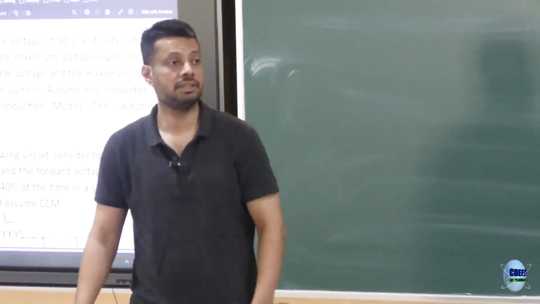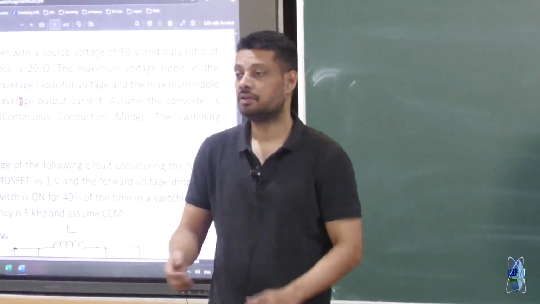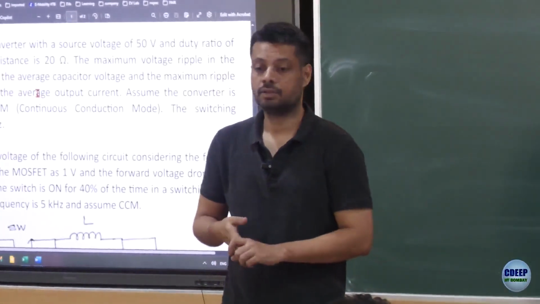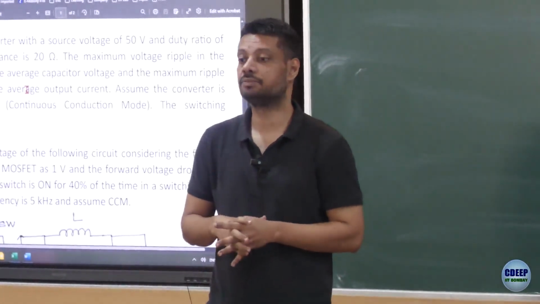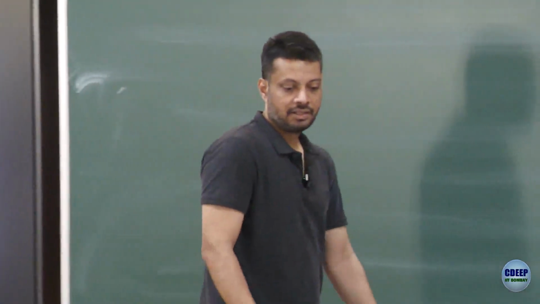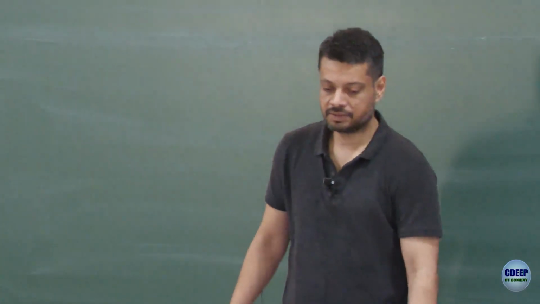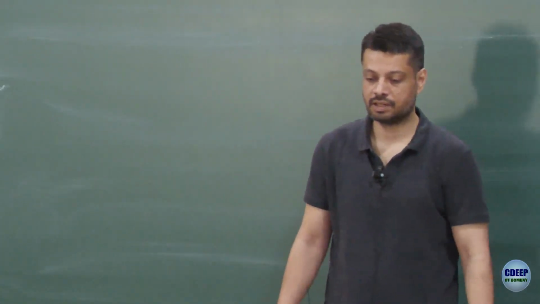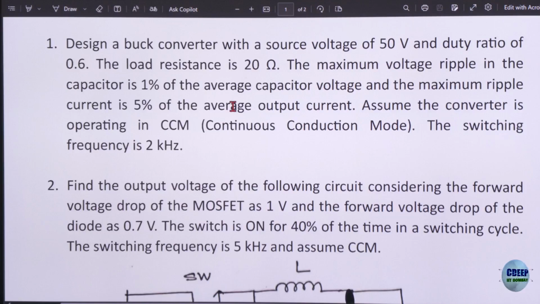Okay, so as we discussed previously, we would solve the assignment today, right? Let's look at question number 1. Design a buck converter with a source voltage of 50 volt and duty ratio of 0.6. Load resistance is 20 ohm.